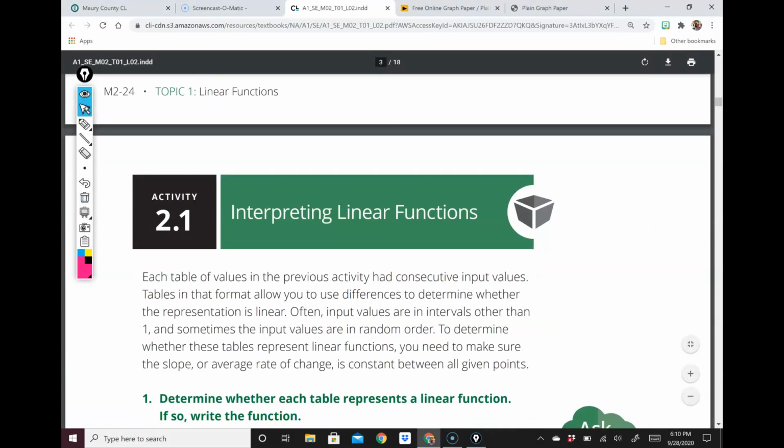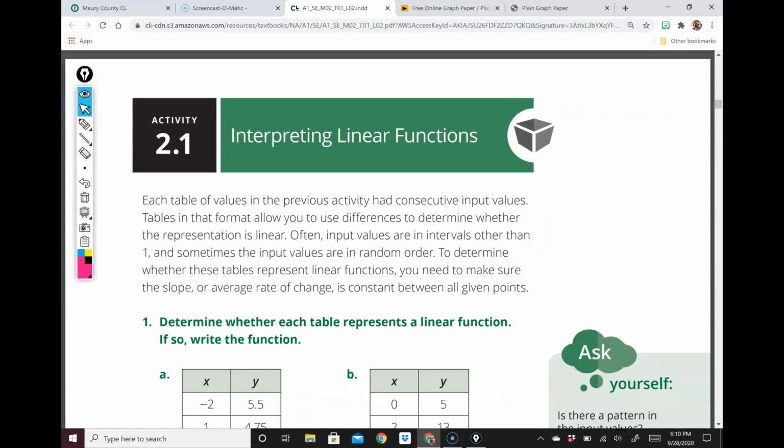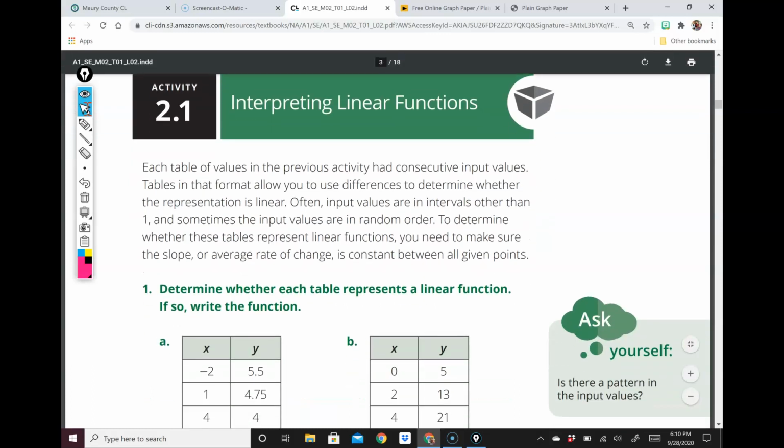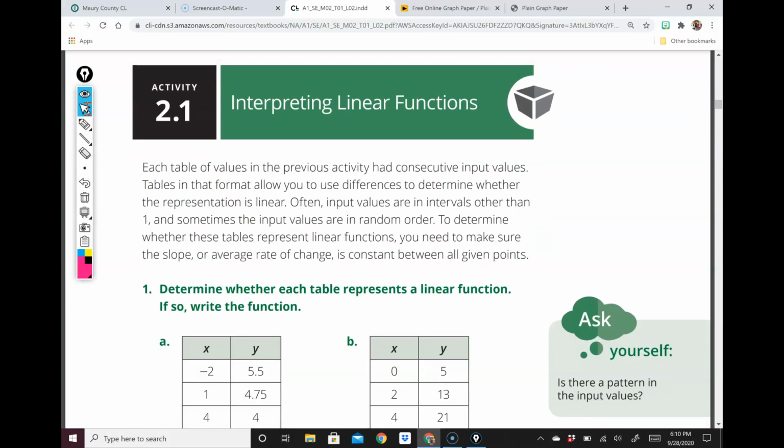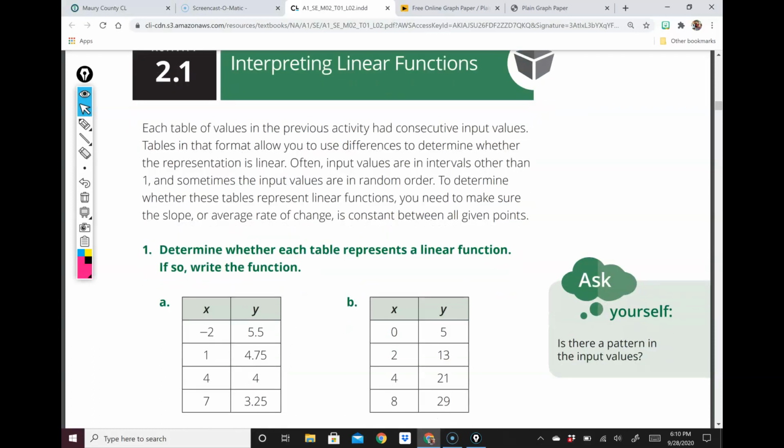Activity 2.1, interpreting linear functions. Each table of values in the previous activity had consecutive input values. Tables in that format allow you to use differences to determine whether the representation is linear. Often input values are in intervals other than 1, and sometimes the input values are in random order. To determine whether these tables represent linear functions, you need to make sure the slope, or the average rate of change, is constant between all given points.